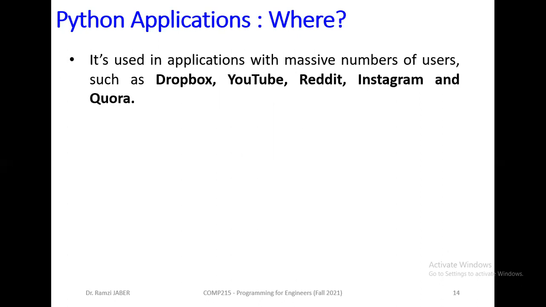Of course, you can use Python in applications with a massive number of users, which other languages like C and C++ cannot be used for on the global internet, such as Dropbox, YouTube, Reddit, Instagram, and Quora, and also others. So these platforms or websites, as you can see, use Python. YouTube itself, the code of YouTube is Python.